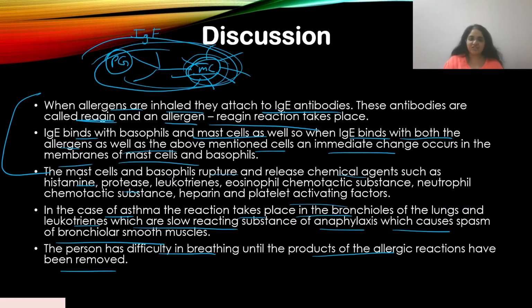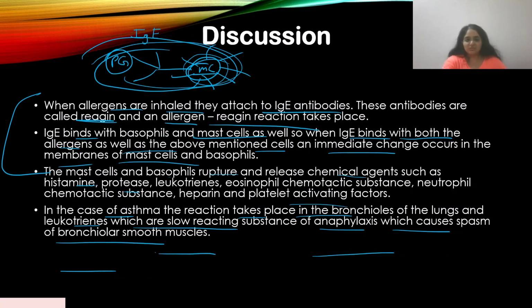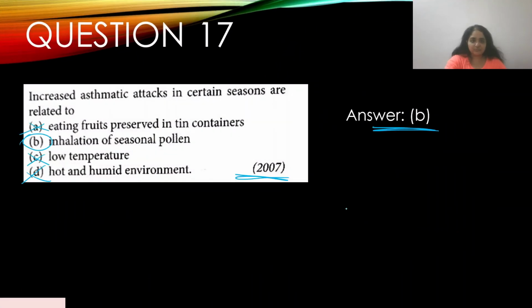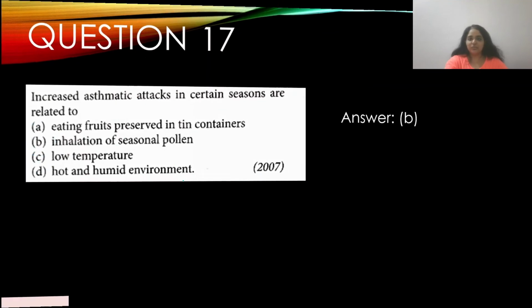There's a reaction that has happened in the body and the person is allergic to the particular allergen in nature, and so these reactions happen inside the body. So if we go back to our question, increased asthmatic attacks in certain seasons, like the spring season, you'll find a lot of pollen grains in the air. There are people who are allergic to those pollen grains, and that results in a lot of asthmatic attacks. All right, clear? Let's move on.